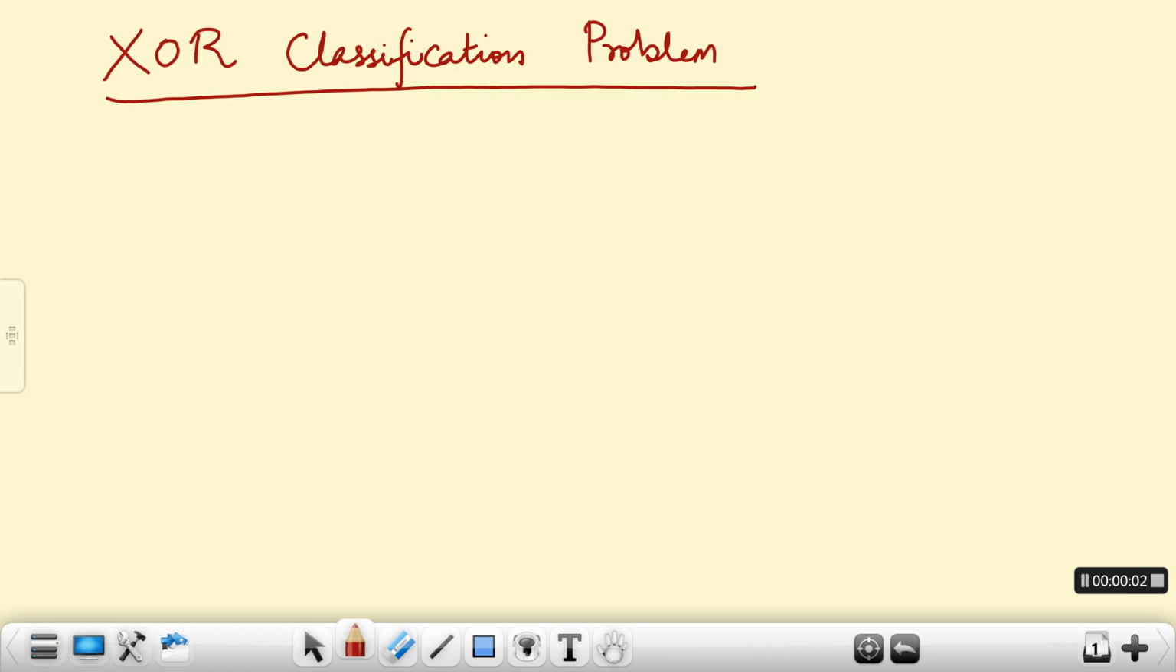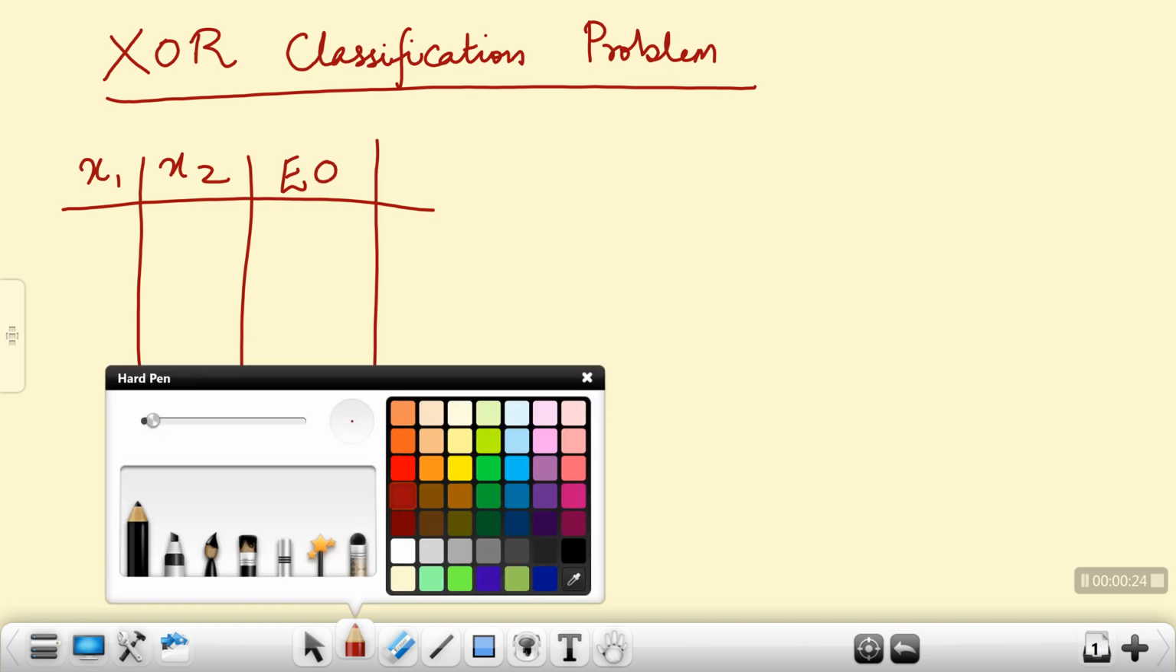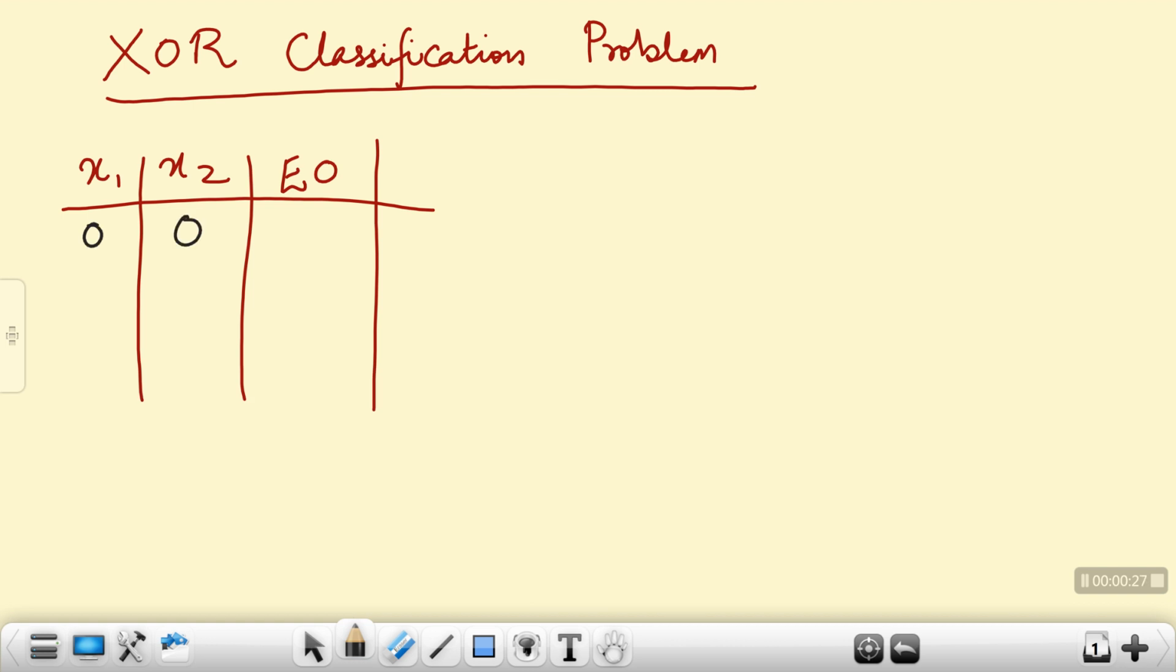Today we shall have a look at the XOR classification problem. Now what is the meaning of XOR classification problem? We know the truth table of an XOR gate. We consider an XOR gate with inputs x1 and x2 and the expected output. So if the inputs are 0,0, 0,1, 1,0, 1,1, the expected output will be 0, 1, 1, 0.